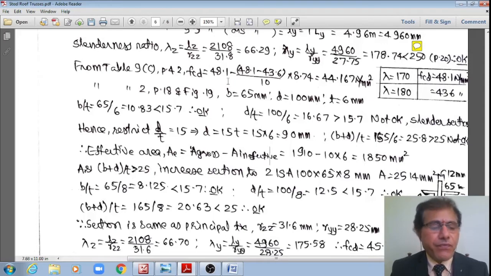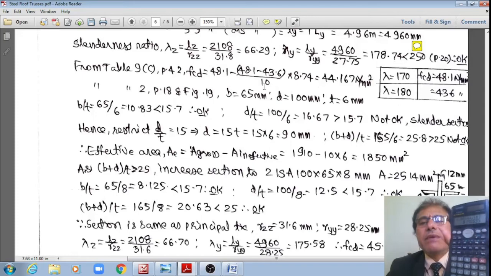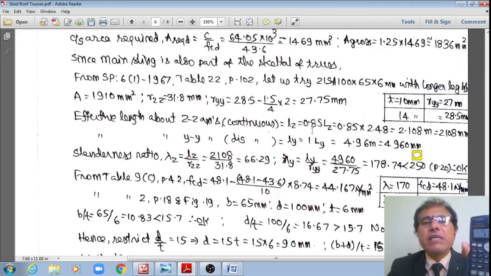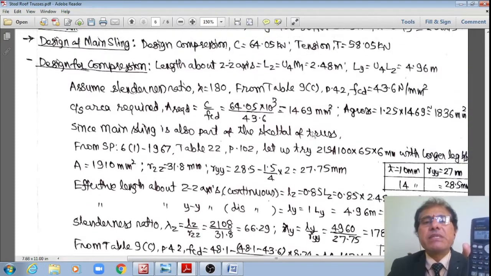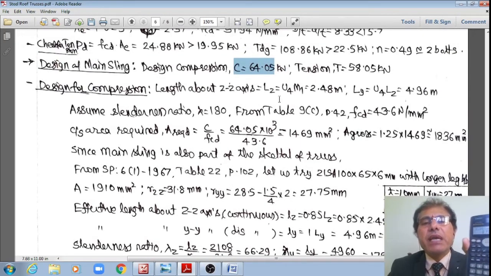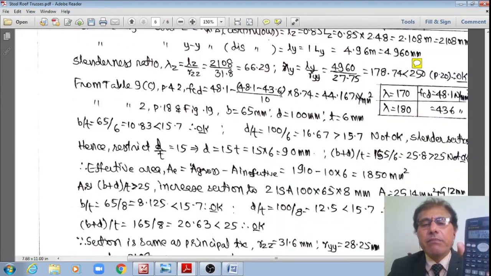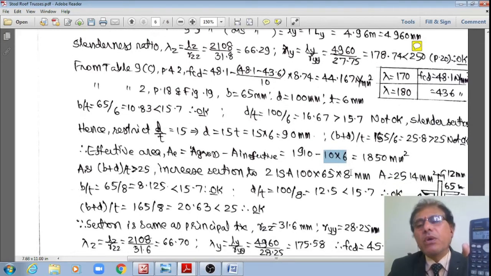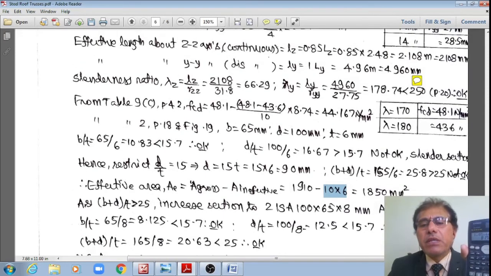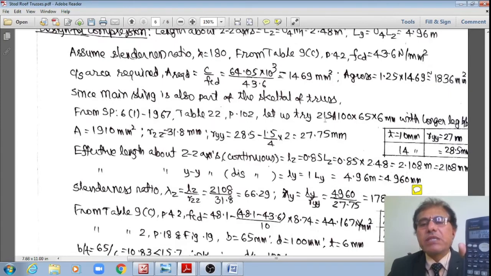1850 multiplied by 44.167. Now it works out to 81.7. Therefore, the design compression force is 81.67. However, we are designing for a compression force of 64.05 kilonewton. Therefore, it is okay. Means if I just reduce this ineffective area, this can carry. Once it is okay, whatever assumed section is okay.